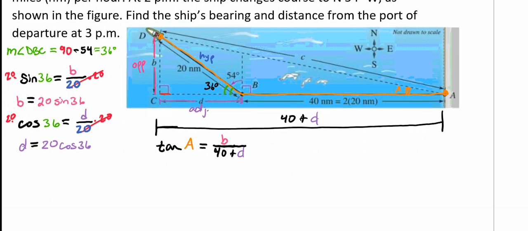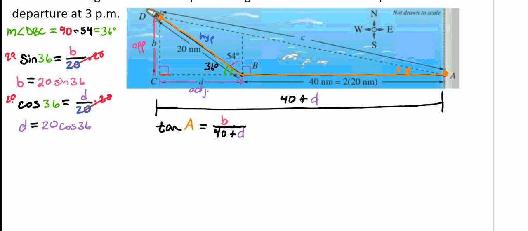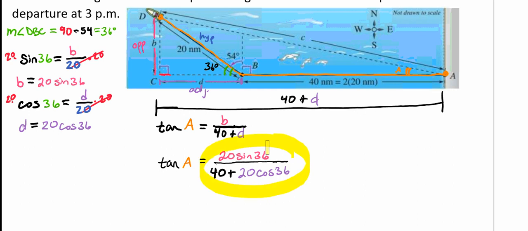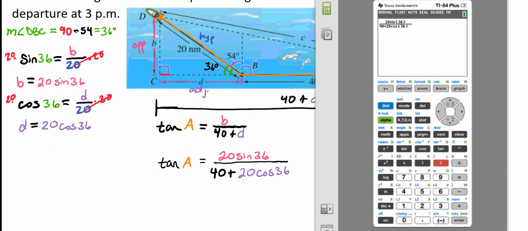So let's move this up a little bit, and we're going to plug in our values. So now we have that the tangent of A equals 20 times the sine of 36 divided by 40 plus 20 times the cosine of 36. We're going to plug all of that into our calculator and get a decimal, and we're going to round it to 3 decimal places. And so here we have it plugged into our calculator, and we hit enter, and that's going to give us approximately 0.2092. So we're going to round that to 3 decimal places.